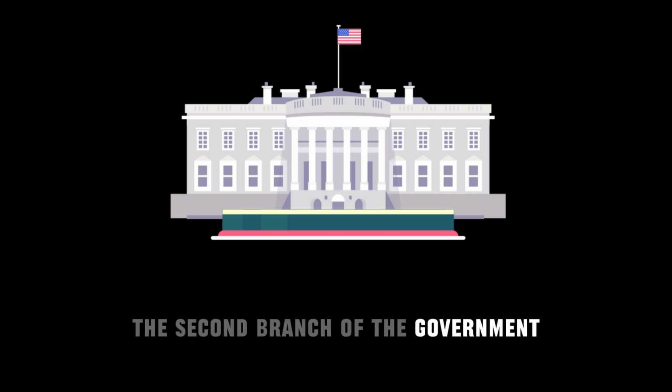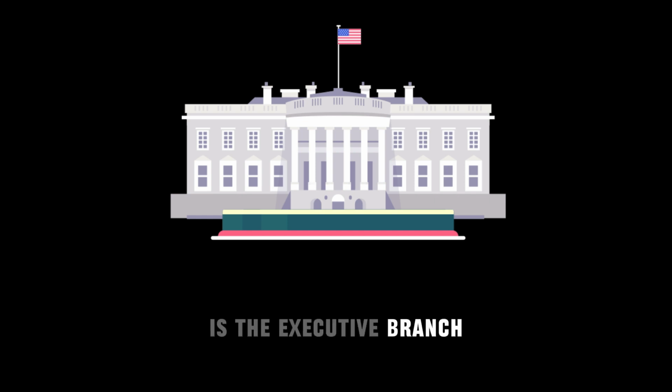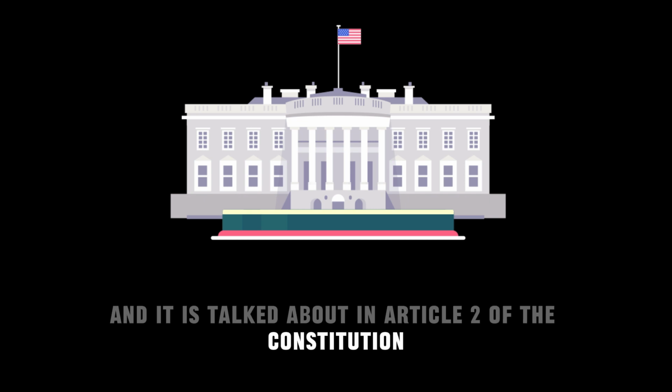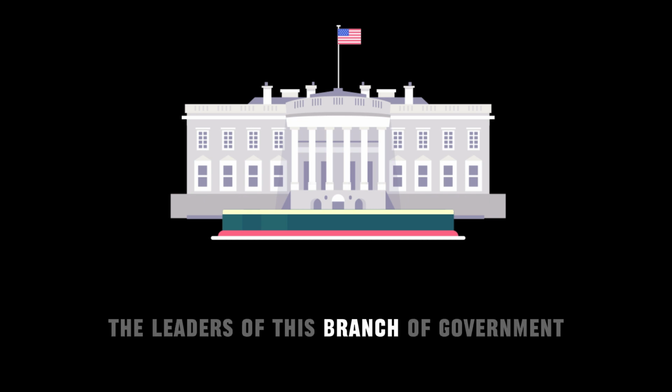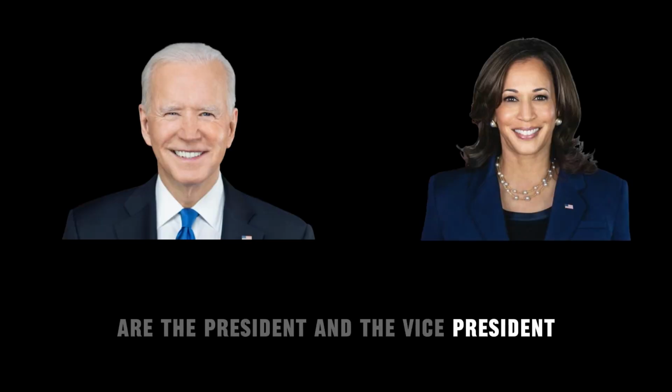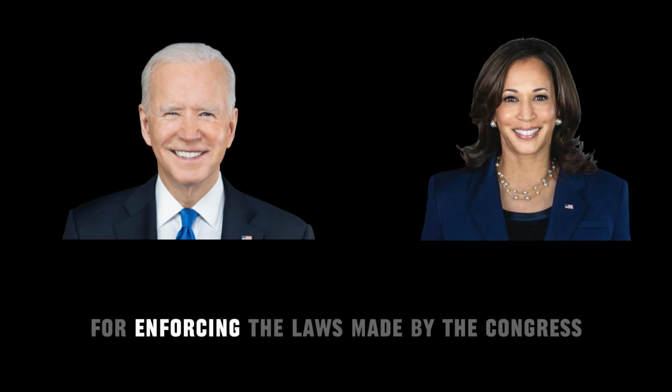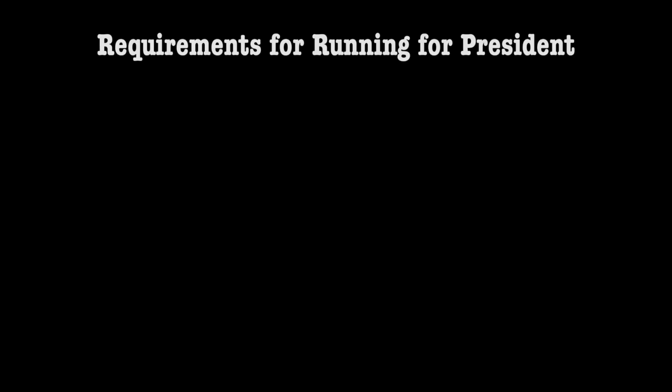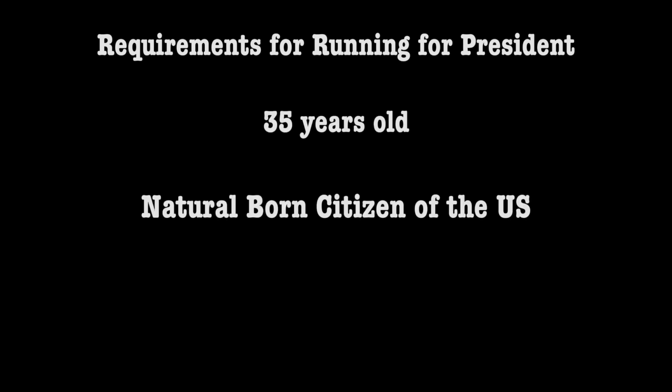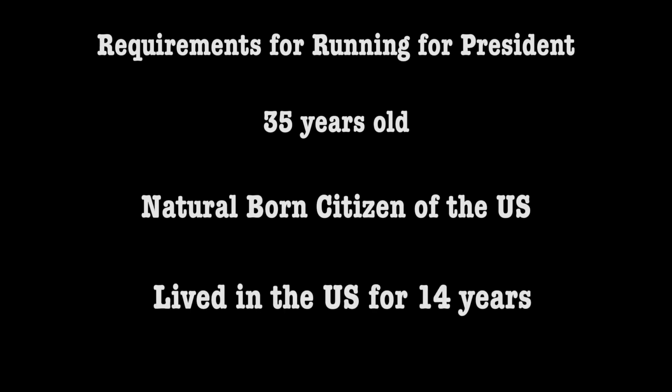The second branch of the government is the executive branch, and it is talked about in Article 2 of the Constitution. The leaders of this branch of government are the President and the Vice President. They are responsible for enforcing the laws made by the Congress. Not everyone can run for president, and there are some requirements to become one. A person running for president must be at least 35 years old, a natural-born citizen of the United States, and have at least lived in the United States for 14 years. The president can only be in office for 4 years and is limited to 2 terms.